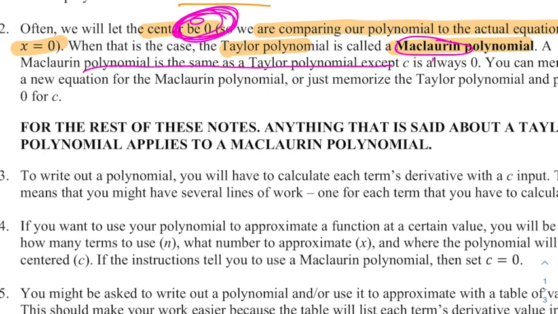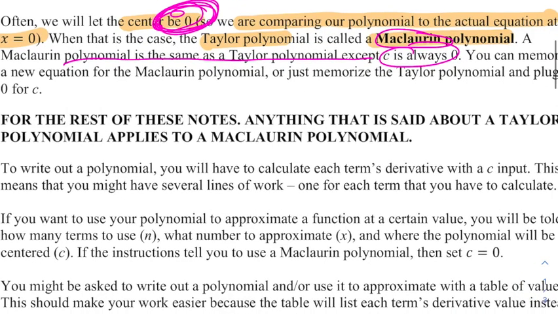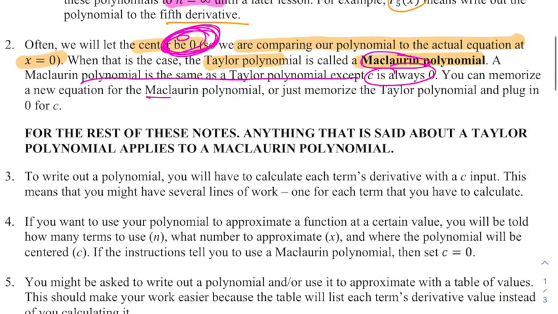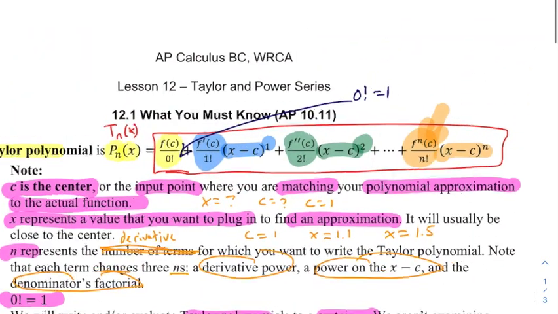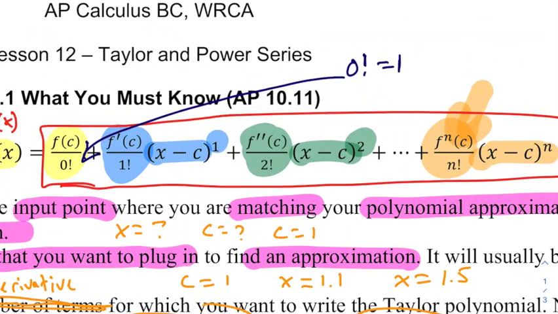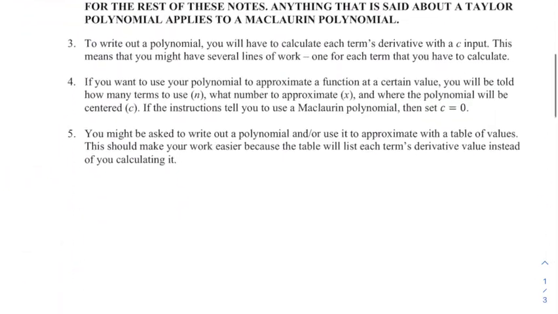A Maclaurin polynomial is the same as a Taylor polynomial, except c is always 0. In a Taylor polynomial, the center can be anywhere. You can memorize a new equation for the Maclaurin polynomial, which I think is probably a bit of a waste, or just memorize the Taylor polynomial and plug in zeros for all your c's. And so what happens is up here on the Taylor polynomial, every time you have f of c, you're going to be evaluating the function at 0. And then instead of x minus c to the first power, you're just going to have x to the first power. x minus c to the second power, you're going to have x to the second power because c is 0.